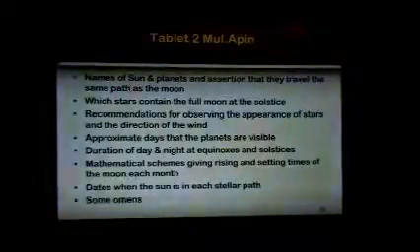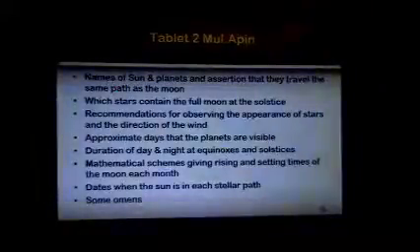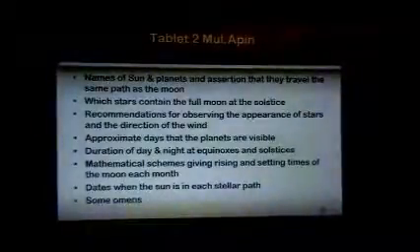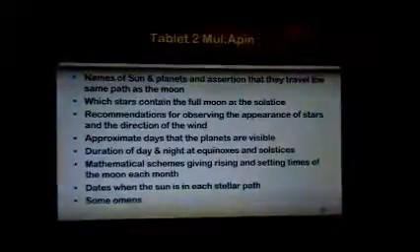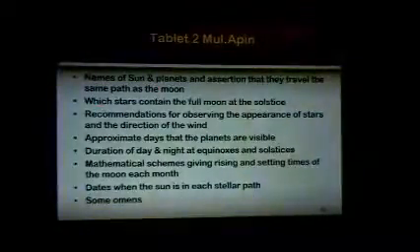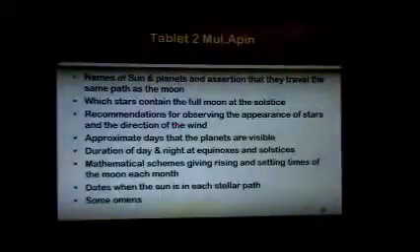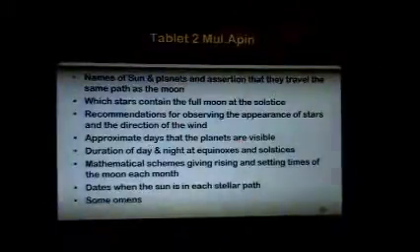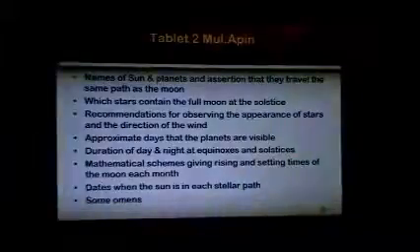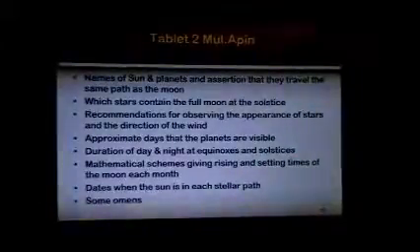Notice that they travel the same path as the moon. They don't exactly, but it was a recognition that the stars and the planets stick to a certain band in the sky. They indicated what stars would have the full moon at the solstices, but of course this is a year-to-year event. When the planets are visible, again, these are not fixed dates. They change all the time, but we get mathematical schemes for giving some of these details.